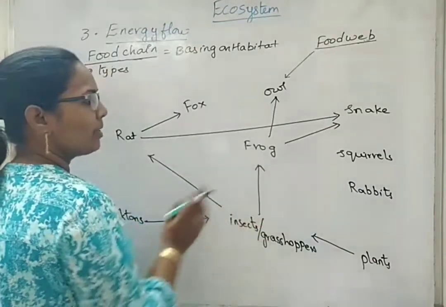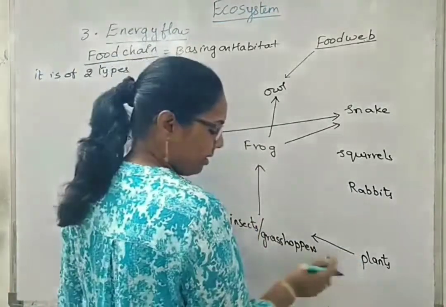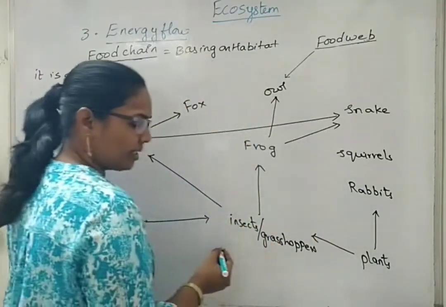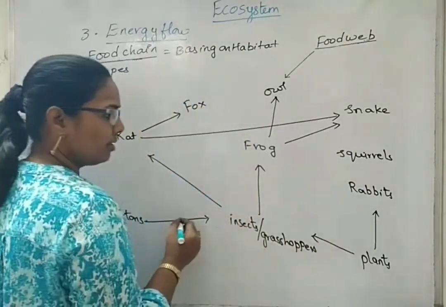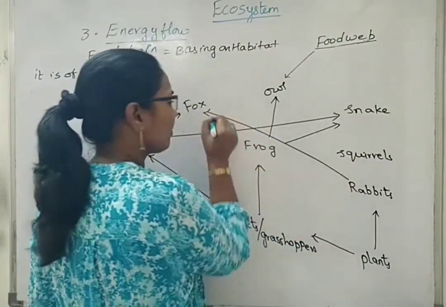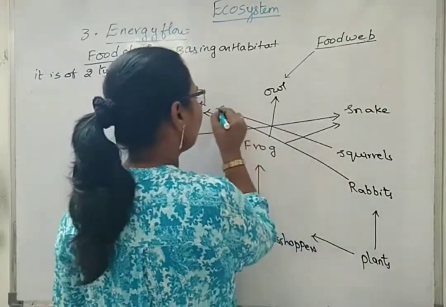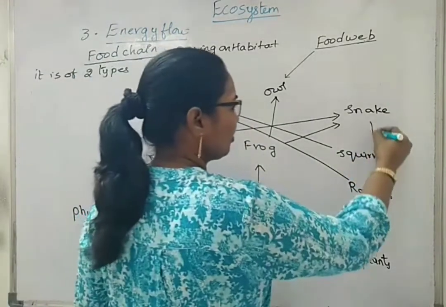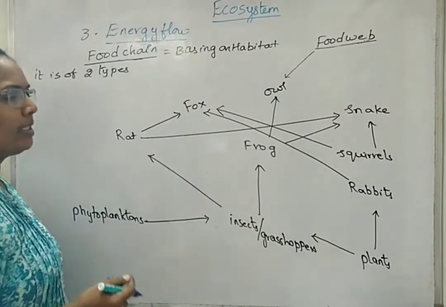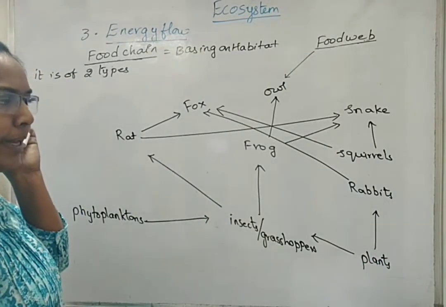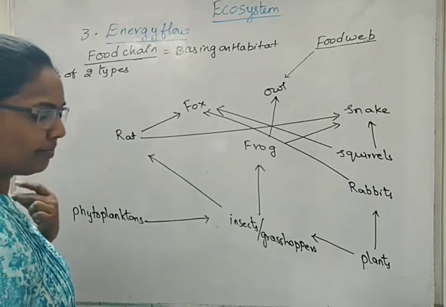Coming to the rabbits and squirrels. These plants are eaten by rabbits. Next, these rabbits are eaten by foxes. Squirrels are also eaten by foxes. These squirrels are also eaten by snakes. It means that one type of consumer is occupying many trophic levels based on food habits.